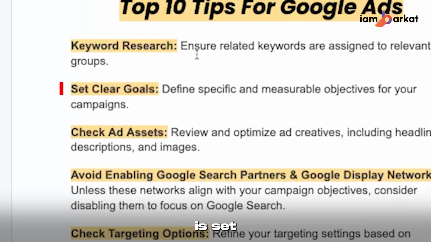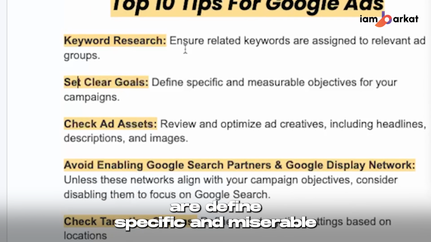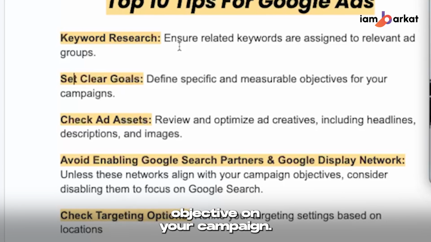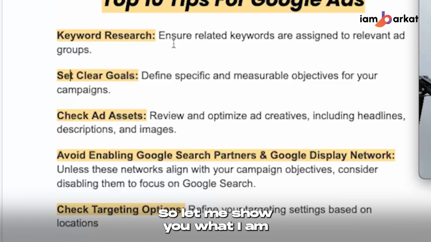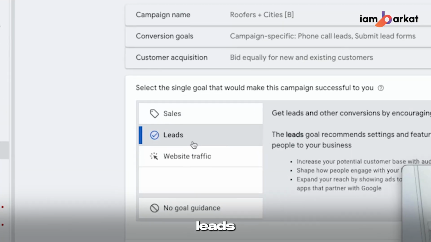And tip number 2 is set a clear goal. You just need to make sure that you are defining a specific and measurable objective for your campaign. So let me show you what I'm talking about. So in this screen you can see this is a search campaign, and we used leads as the campaign goal. So this is the thing, when you run a search campaign and the focus is lead generation, you just need to make sure that you are targeting this lead option.